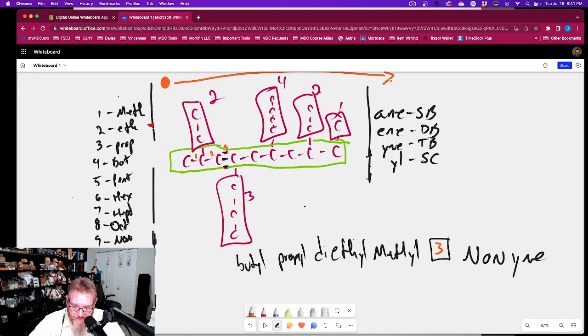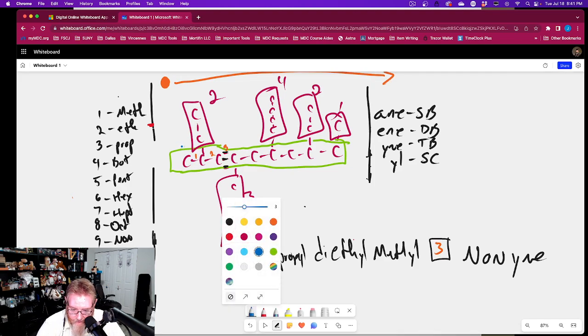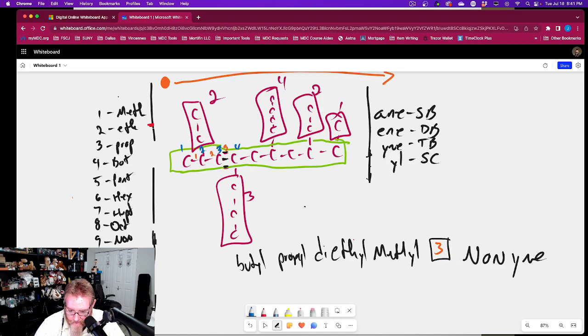And now what else do we know that's very important? We got that number going left to right. That means we have to count everything else from left to right. Which, if we haven't already, 1, 2, 3, 4, 5, 6, 7, 8, 9. And now I just count the numbers. So where's my methyl? My methyl is literally on 9. My 2 ethyls are on 2, and they are on, that's 8. My 3 is on 4, and my 4 is on 6. I am looking at 6 butyl, 4 propyl, 8 diethyl, 9 methyl, 3 nonyne.